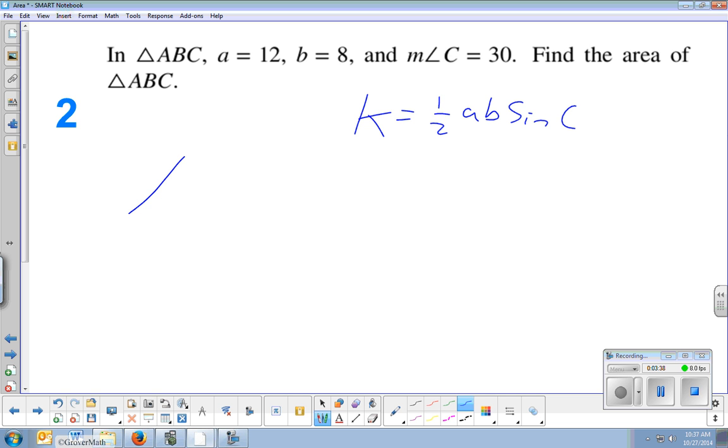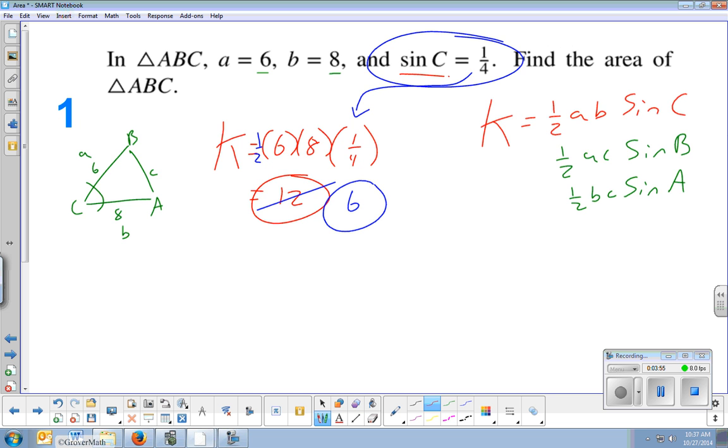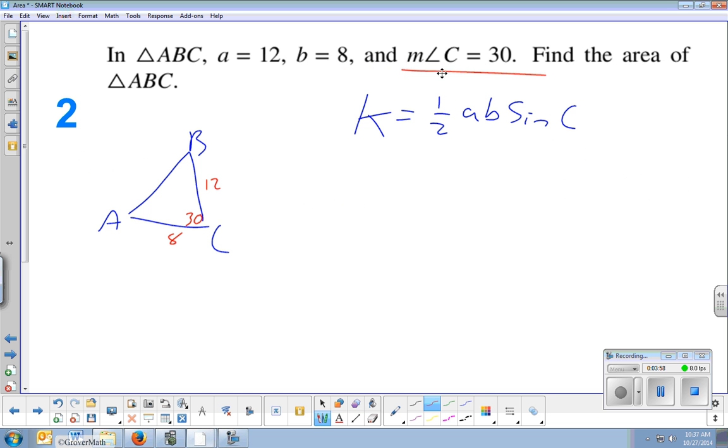So in this case, if we were to draw this picture here, triangle ABC, notice that they gave me side A is 12 across from angle A, side B is 8 across from angle B, and they're giving me angle C is 30. They're not giving me sine C, they're giving me angle C. And so you need to be careful with that. So it's going to be half times your side, 12 times your other side, 8 times sine 30. So if they give you the angle, it's sine of the angle.